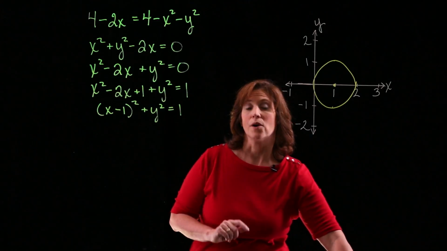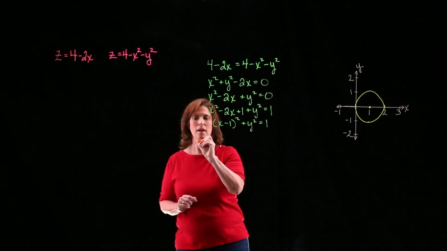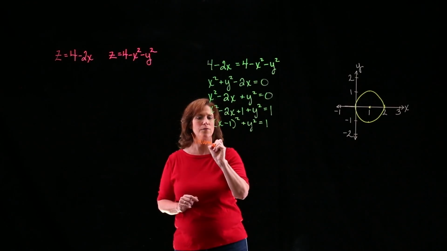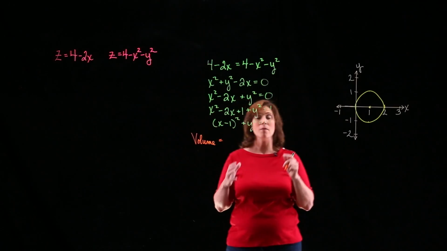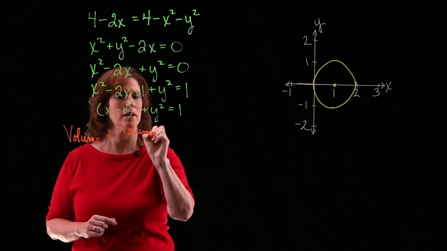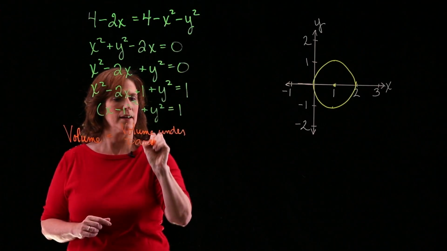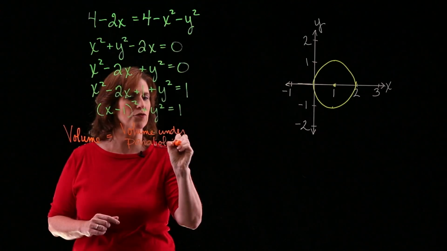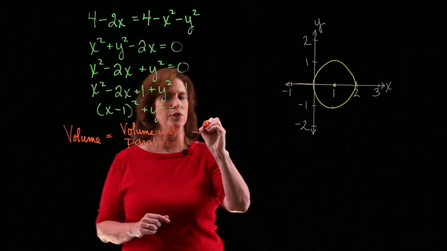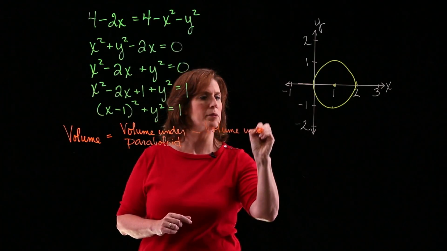All right, so remember what I want. I want the volume. And to calculate the volume, I'm going to take the volume under the paraboloid and then I'm going to subtract the volume under the plane.